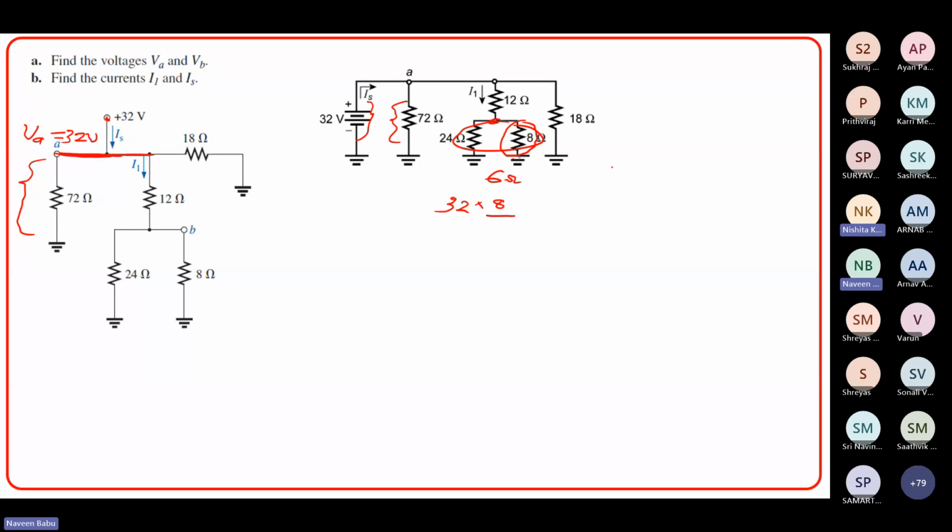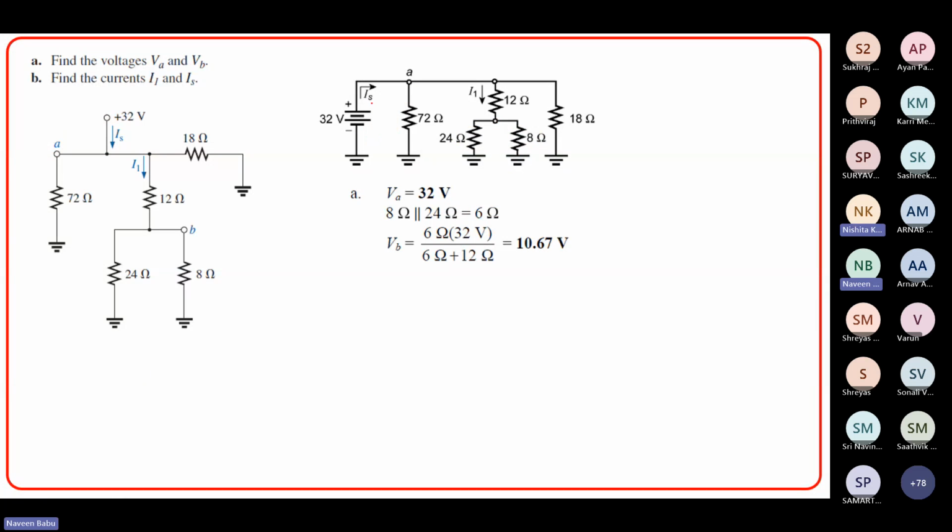So 32 multiplied by 6 divided by 6 plus 12, which is 18. So 32 multiplied by 6 by 18, it is 10.66 volts, the VB voltage. Let us say 10.66. Yes, right.